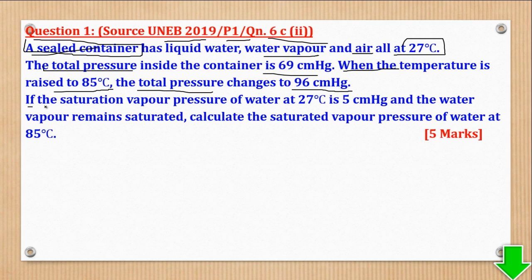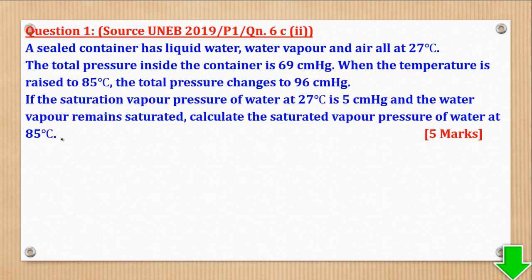If the saturation vapor pressure of the water at this temperature is 5 centimeters of mercury and the water vapor remains saturated, calculate the saturated vapor pressure of water at 85 degrees Celsius. So we shall first interpret the question.